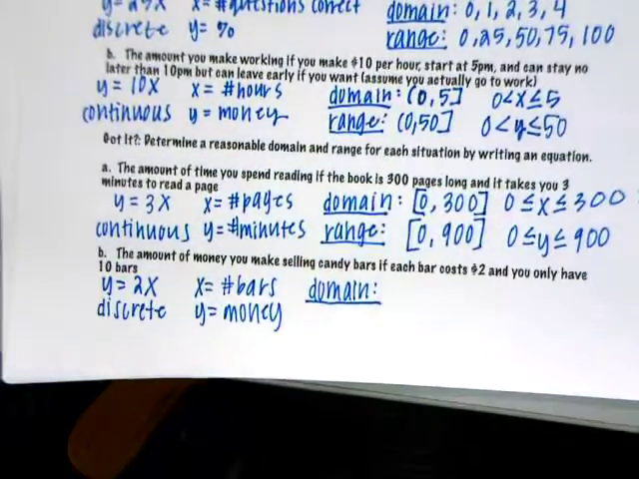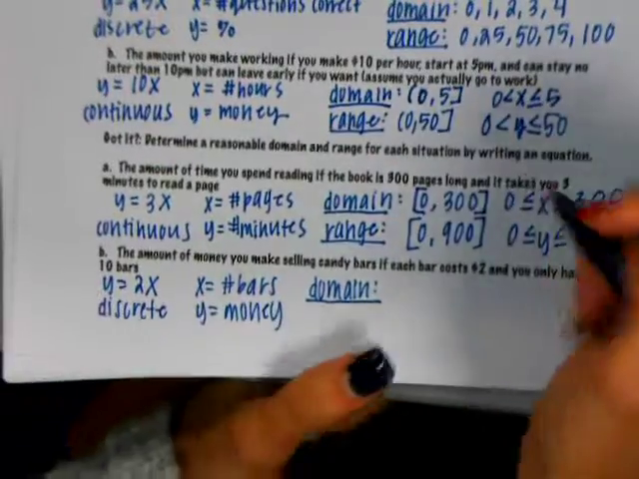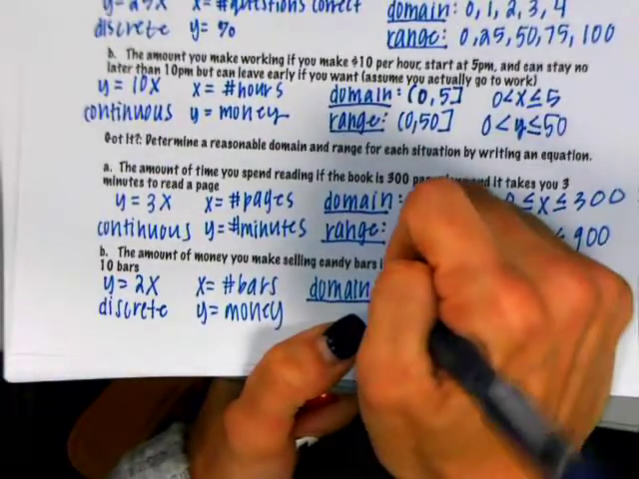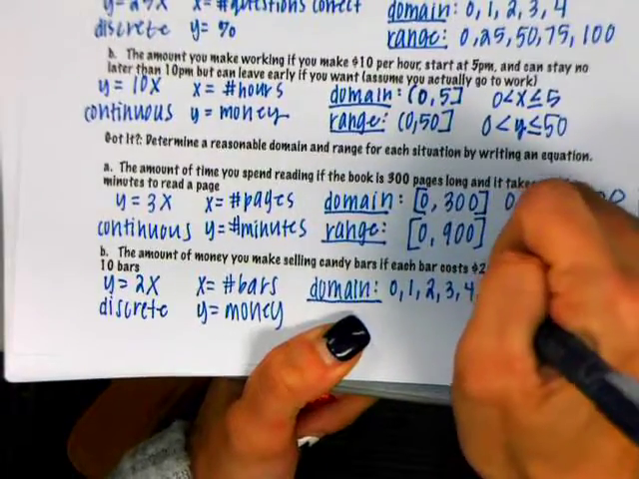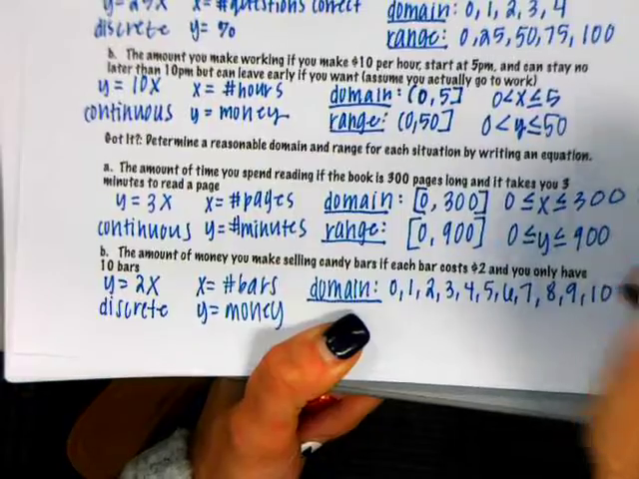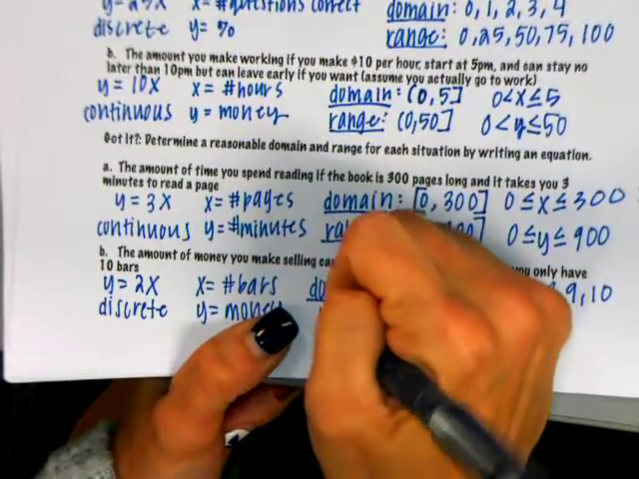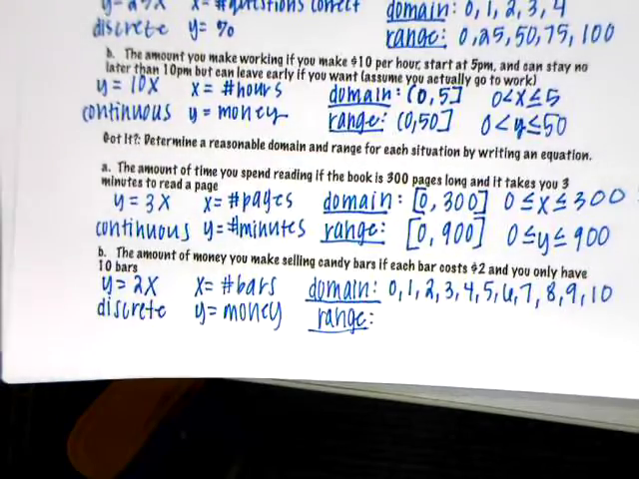Okay, so for this one, we have to actually list out the values because we can't have the in-betweens, right? It's only specific numbers. So what's the lowest amount of candy bars? 0. So 0, 1, 2. Where do I stop? So that's all the possible number of candy bars I could sell.